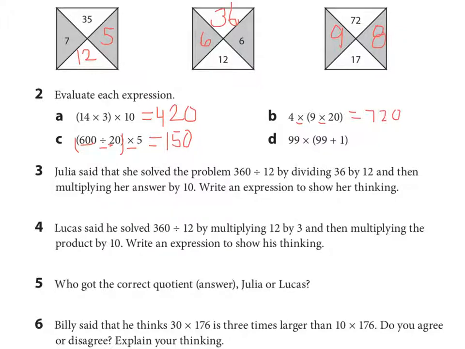D is 99 times 99 plus 1. So again, with differing symbols, we're going to solve the parentheses first. 99 plus 1 equals 100. 100 times 99 is 9,900.